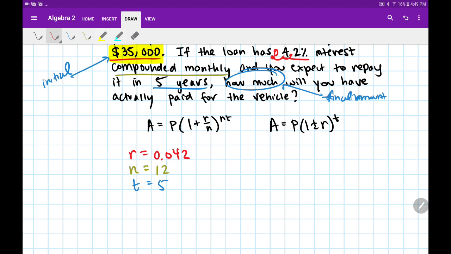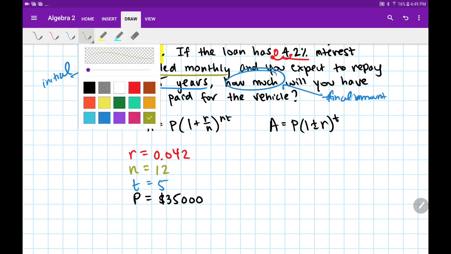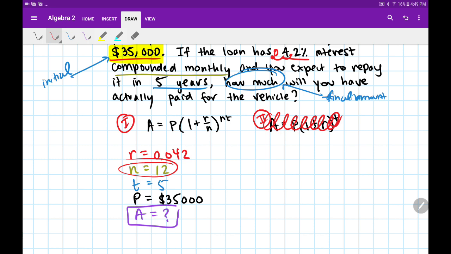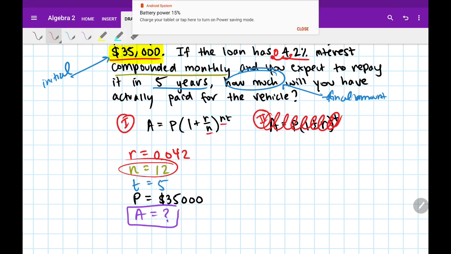So since I know the initial, that means I know that the principal is actually $35,000. And A is what I'm trying to solve for. Okay. So let's see, which formula are we going to use? The one on the left, formula 1, the one that has compounding, or the one on the right that is annual? Well, since we have an N, we're going to definitely use the one on the left so that we can plug it in here and here.